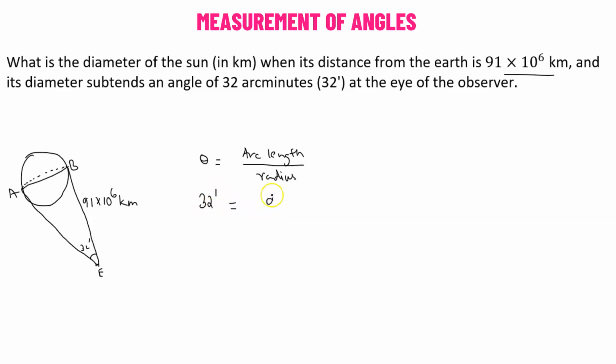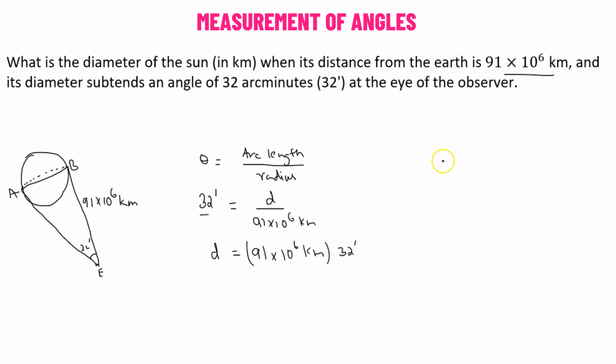That's equal to the arc length, that's nothing but the diameter, which we'll need to find out. And the radius is given as 91 times 10 raised to the power of 6 kilometers. So D must be equal to 91 times 10 raised to the power of 6 kilometers multiplied by 32 minutes. Now, in order to further proceed with the calculation, our goal will be to convert 32 minutes to radians.